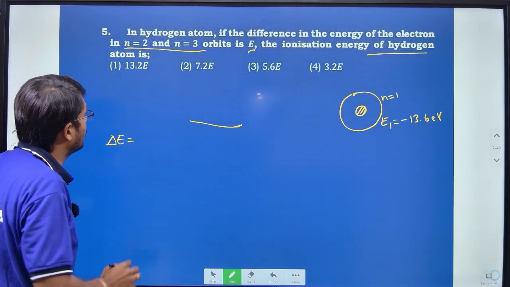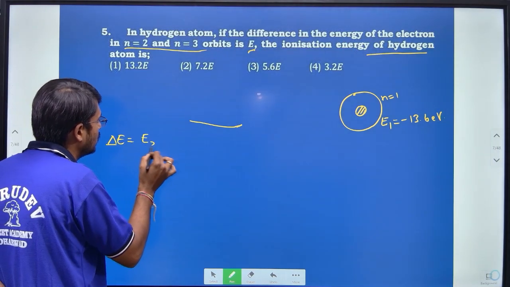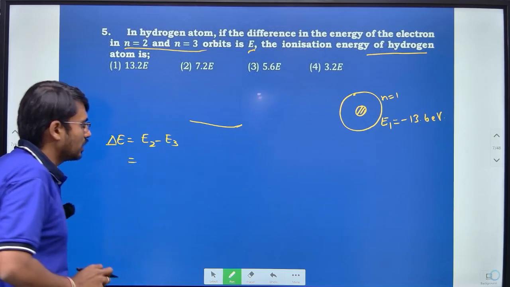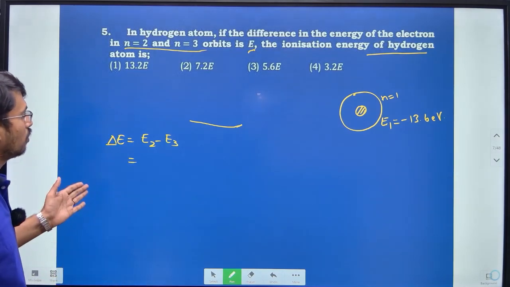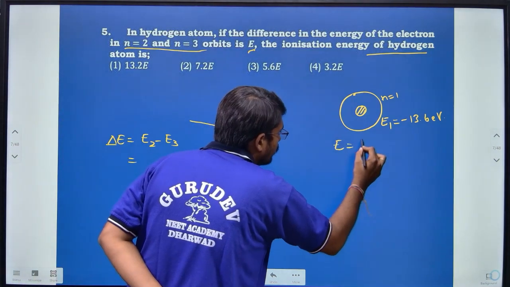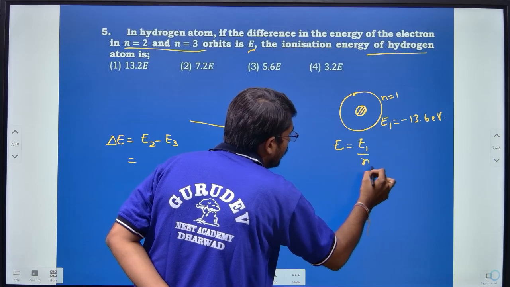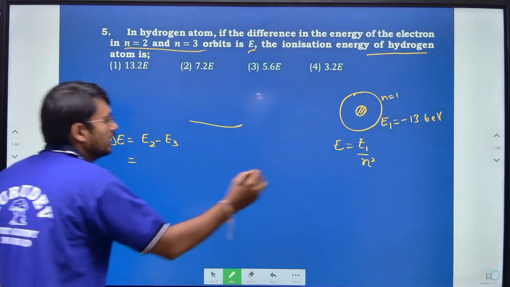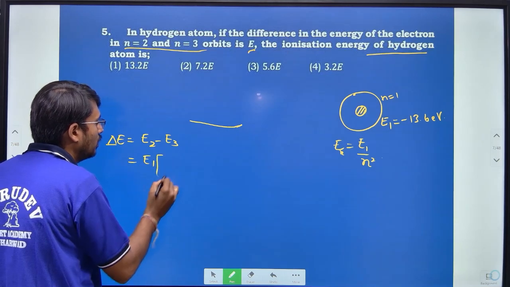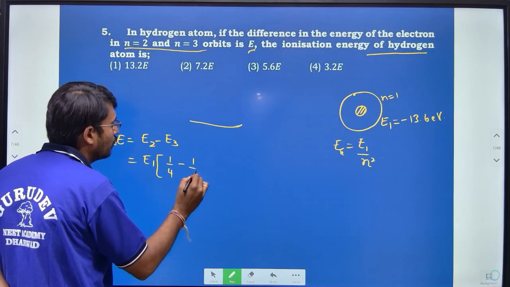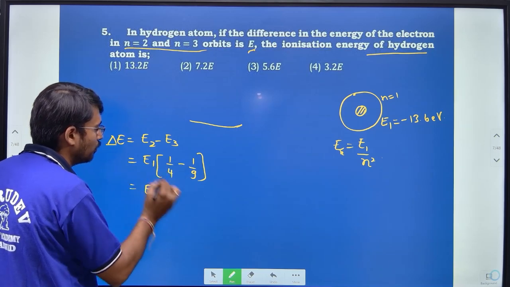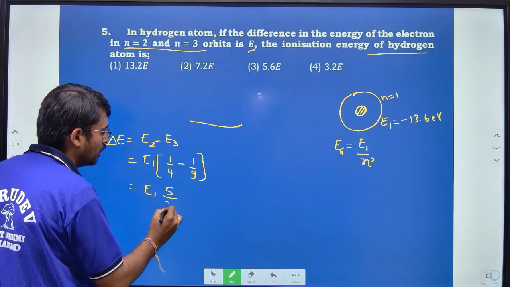This one we can take as E2 minus E3. What is the difference? We know that the energy in a given orbit, the energy in the nth orbit, we write as E1 divided by n square. Therefore E1 is common, so that is 1 divided by 4 minus 1 divided by 9, and if you simplify this, what do you get? That is E1 multiplied by 5 divided by 36.